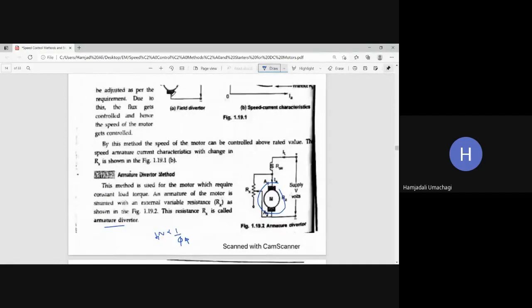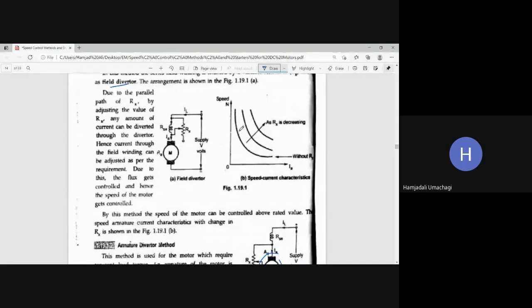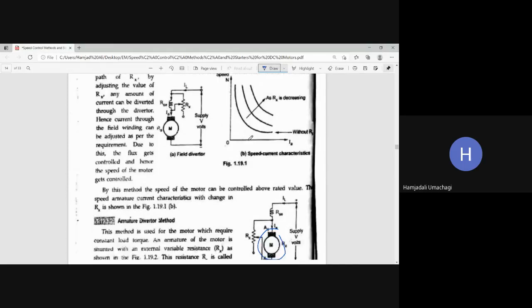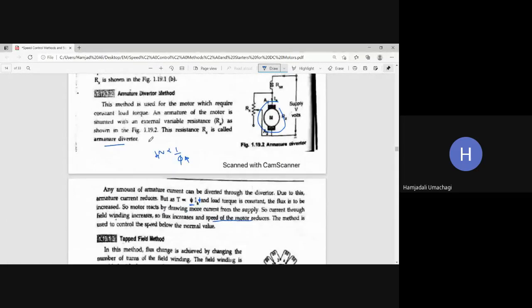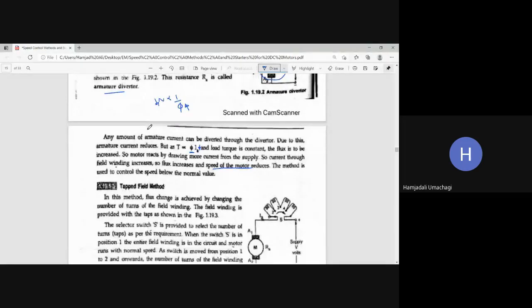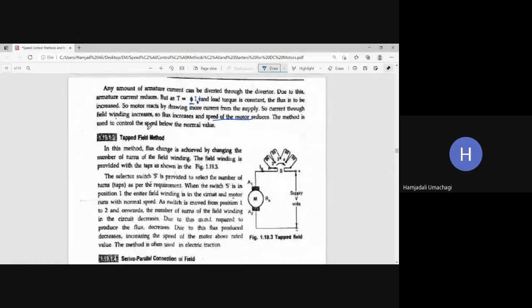Are you getting? The other method gives you the speed value more than rated RPM, but here by diverting the armature current, less armature current is available. Armature current decreases, flux increases, automatically speed will decrease. So this method is used to get the speed of the DC series motor less than the rated RPM value. Okay. Then comes the next method.